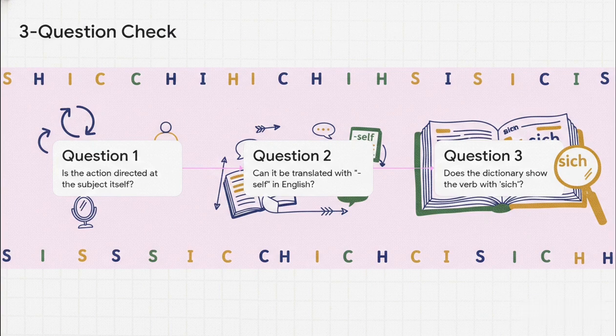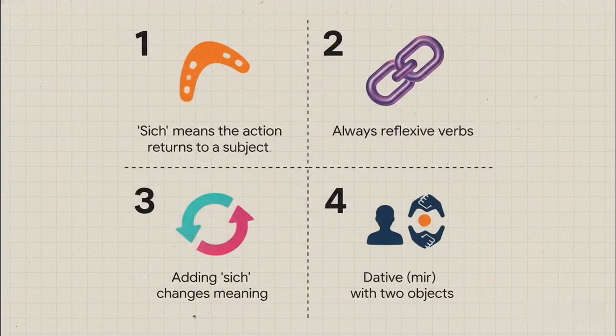And step 3, this is a great little hack. When you look up the verb in the dictionary, does it show sich right there next to it? If it does, you've almost definitely got a reflexive verb on your hands. All right, so let's do a super quick recap of the key takeaways. First, sich is all about that boomerang effect. The action comes back to the subject.